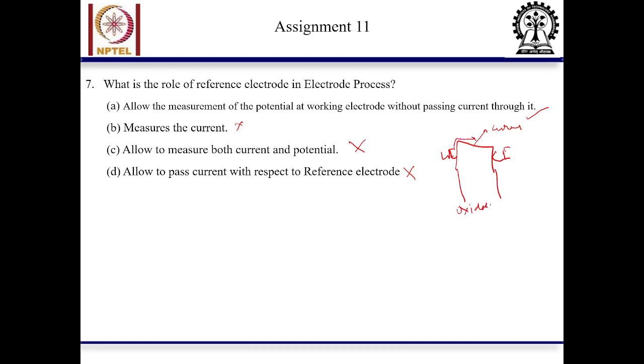go to the external circuit, come to the counter electrode, and reduction will happen. Right. If we need some electron on the working electrode, meaning reduction is happening there, then oxidation will happen at the counter electrode, and electrons will travel through the external circuit and come to the working electrode and reduce it. Like that. Okay.